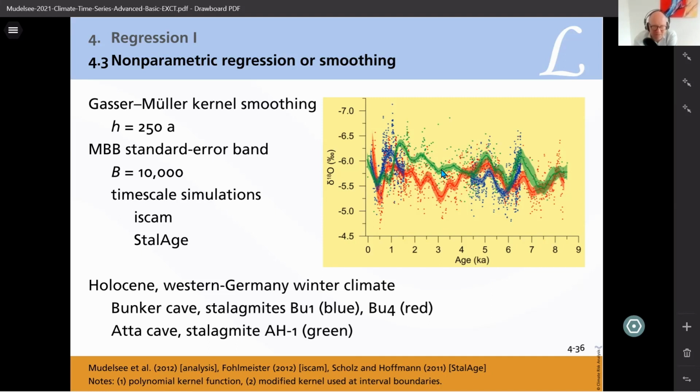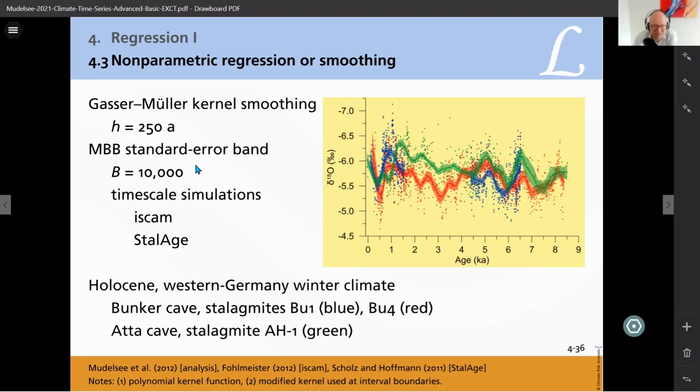And we get resamples, new data, on which we reapply the Gasser-Müller smoothing with the same bandwidth of 250 years, and we do that 10,000 times. We get 10,000 curves, and at each time value we calculate the standard error. Okay? And in addition to the bootstrap, we also do simulations of the time scale.